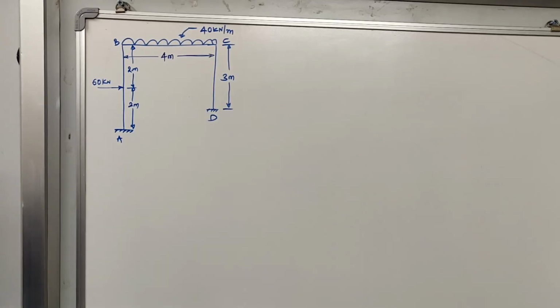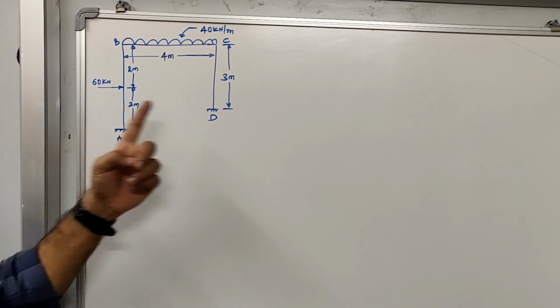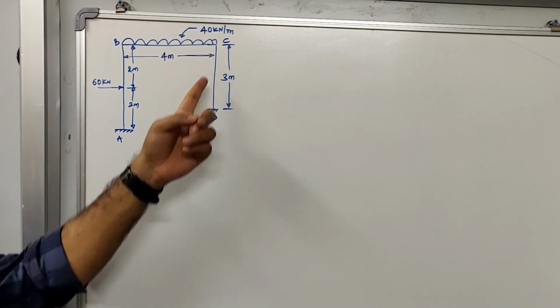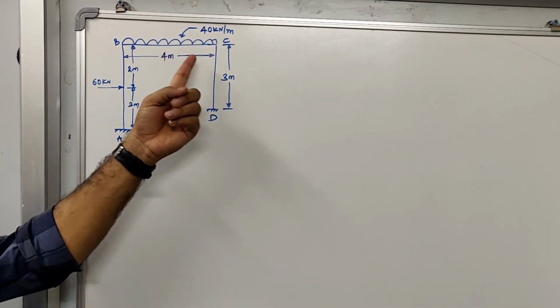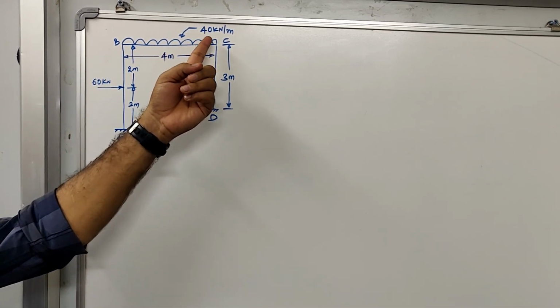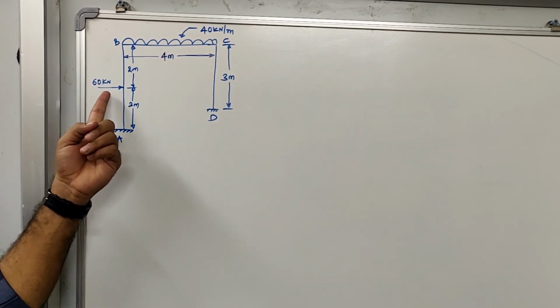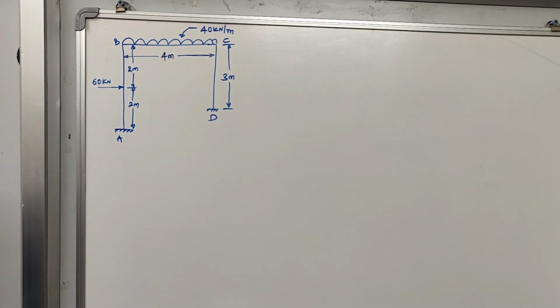This is the next problem that we are supposed to solve. This has unequal legs. This column has a length of 4 meters and this column has a length of 3 meters. The beam is subjected to a UDL of 40 kilonewtons, and member AB is subjected to a 60 kilonewton concentrated load at the center. You try to solve this problem by yourself. In the next class I'll solve it anyway, but try it yourself, then we'll discuss the problem.